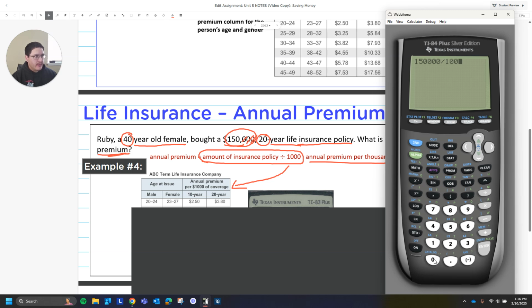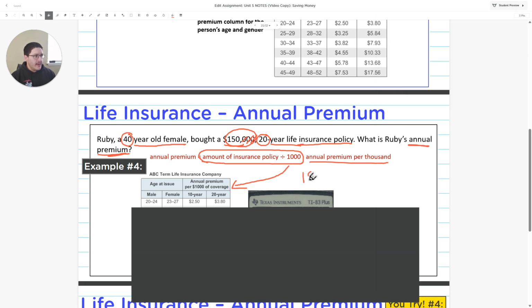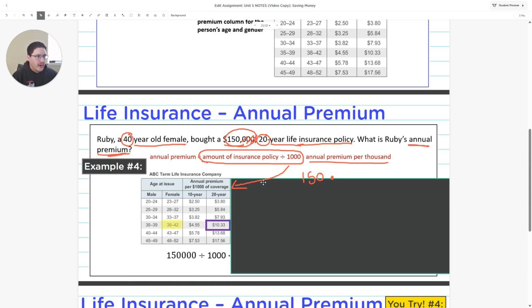150,000 divided by 1,000, which will turn into 150. So we have 150 thousands that will be covered in this life insurance premium. Now, we need to figure out how much is being covered per 1,000 on this chart over here on the left.